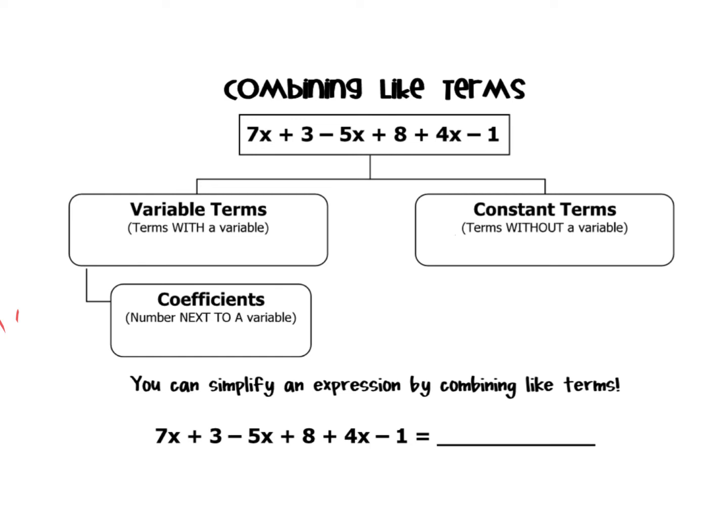So when we're talking about combining like terms, we are talking about combining terms that have the same variables. And as you can see in this example, 7x, negative 5x, and 4x all have the same variable, so that list goes here.